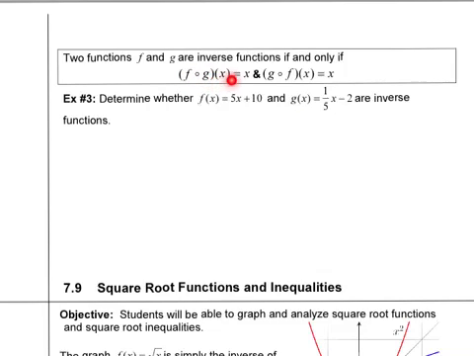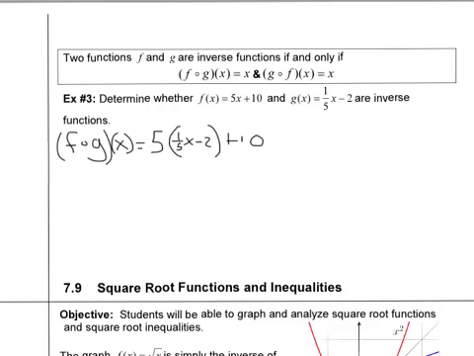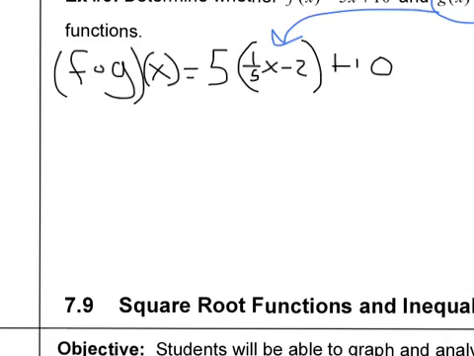So to find f of g of x, we're going to take g of x, which is this function, and we're going to plug it into this function where the x is. So that means that f of g of x would equal 5, but instead of an x, I'm going to put 1/5 x minus 2, plus 10. So see what happens here? I took this whole thing and I just plugged it in for an x right there.